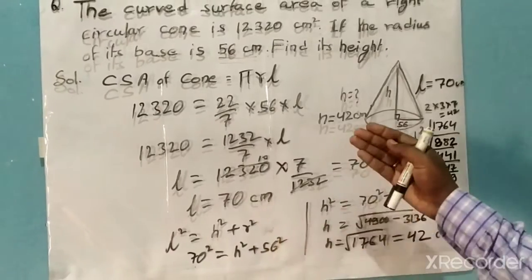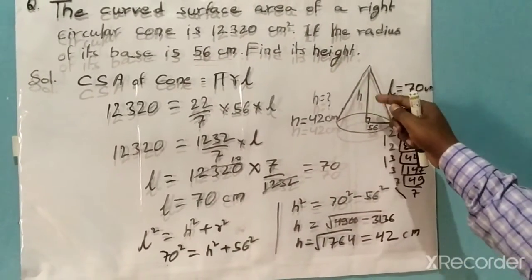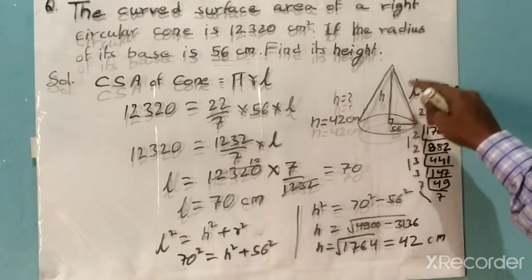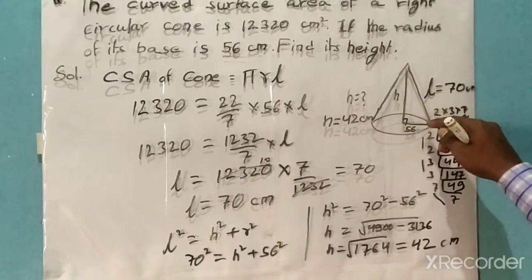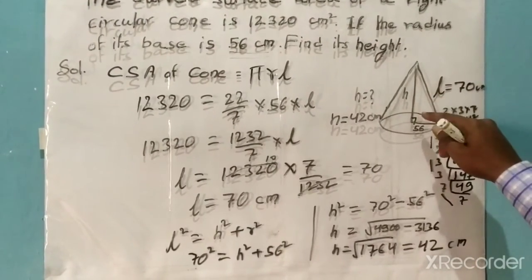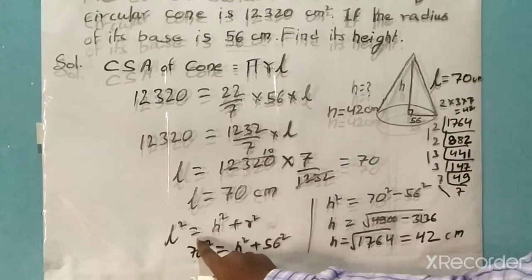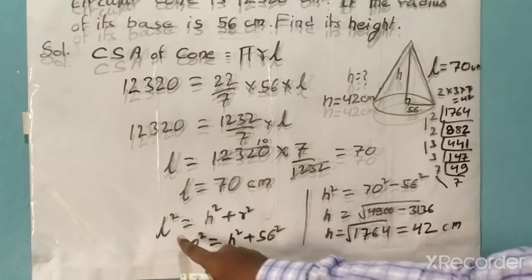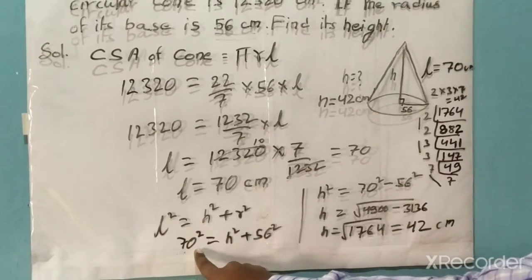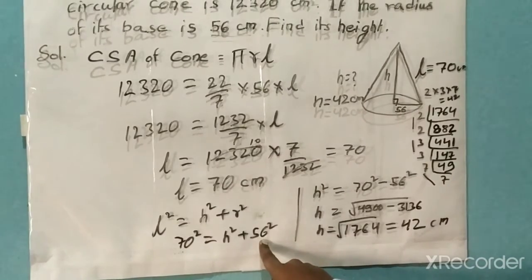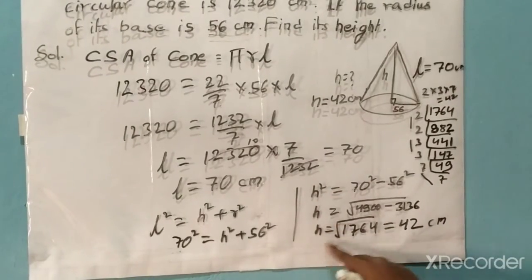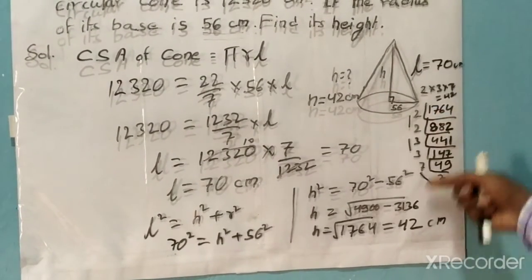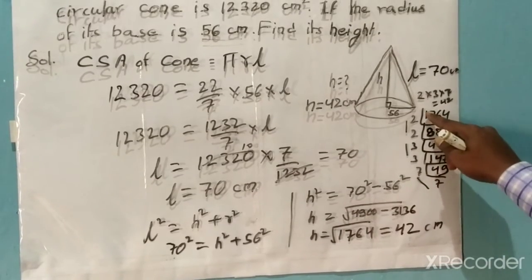Now we will apply the Pythagoras theorem to find the height. According to the Pythagoras theorem, the square of the hypotenuse is equal to the sum of the squares of the other two sides. I have applied here l square is equal to h square plus r square. We have to find h. l is 70 centimeter, so 70 square is equal to h square plus 56 square. On solving this, we find that h is equal to 42 centimeters. I have also shown how to find the square root of this by factorization.